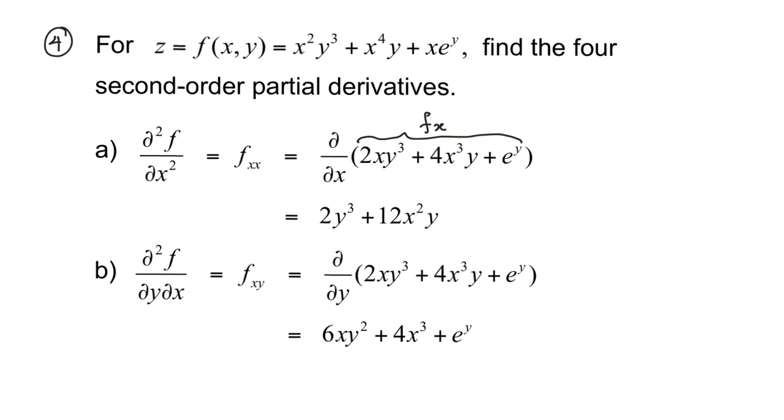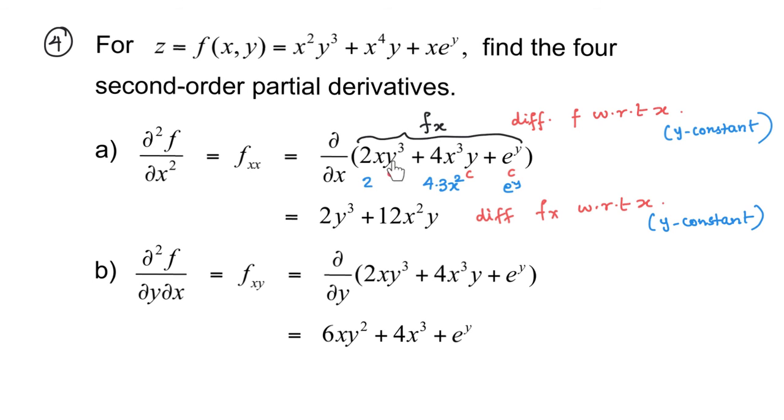Then we need to take the derivative of that with respect to x by treating y as a constant. So this is a constant. Constant will still be there. Derivative of 2x is just 2. Constant will still be there. Derivative of 4x cube is 12x square. This is a constant. Derivative is 0. So this is the second order partial derivative.